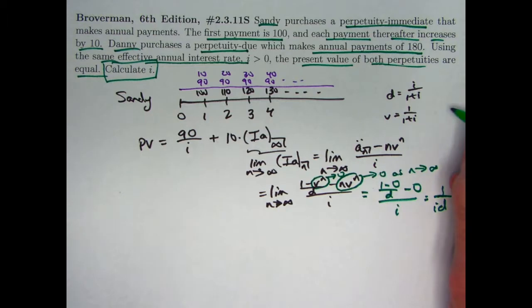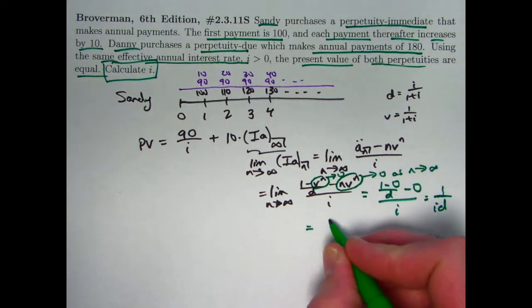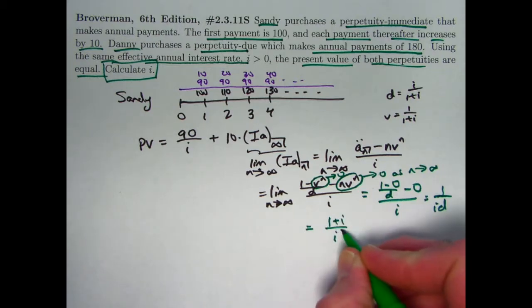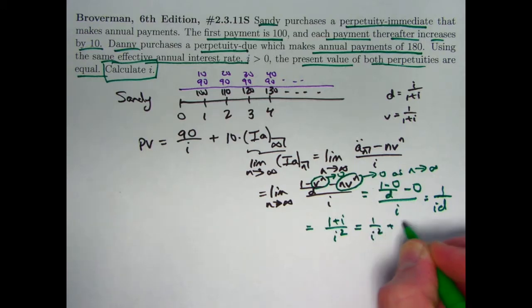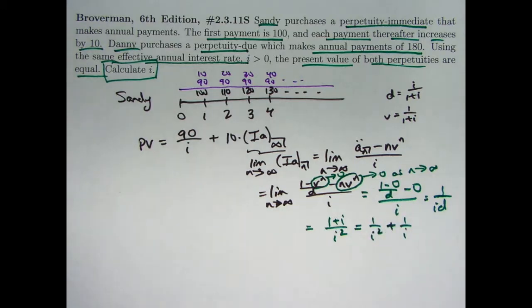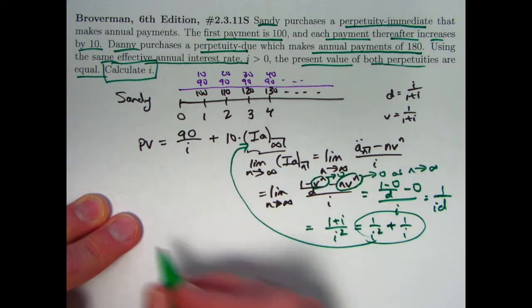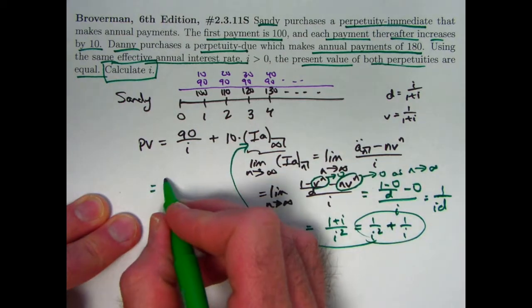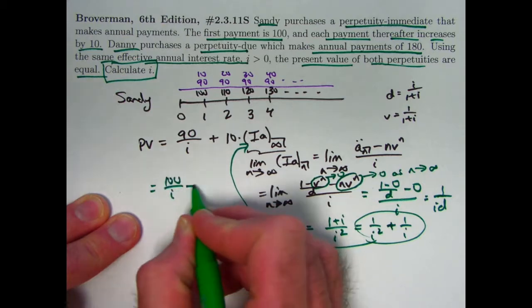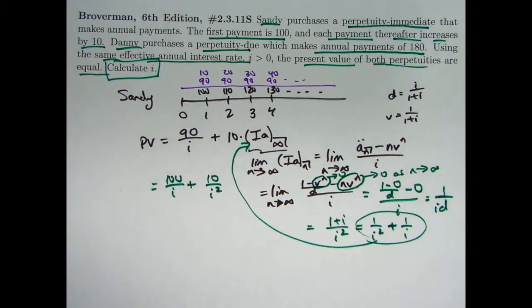But what is d? d is I over 1 plus I, so this can be simplified to 1 plus I over I squared, which is commonly written as 1 over I squared plus 1 over I, or the other way around, 1 over I plus 1 over I squared, it doesn't matter. So now, plugging this back up in here, I get 90 over I plus 10 over I squared plus 10 over I. I get simplified to 100 over I plus 10 over I squared for Sandy's present value.